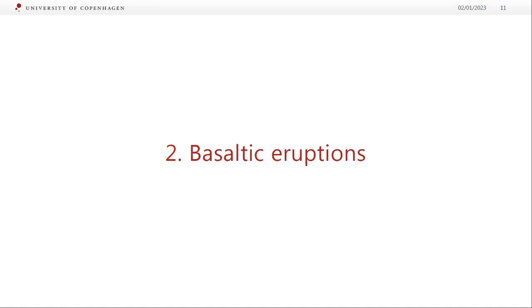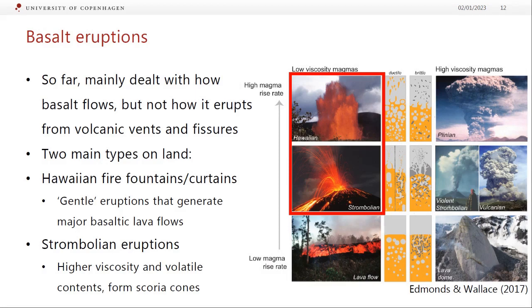Okay, so basaltic eruptions. Up till now, we have basically been dealing with how stuff flows, but not necessarily how it erupts out of volcanic vents and fissures. I know this is shown in this summary diagram as different styles of eruptions, but I'll get to that in a sec.